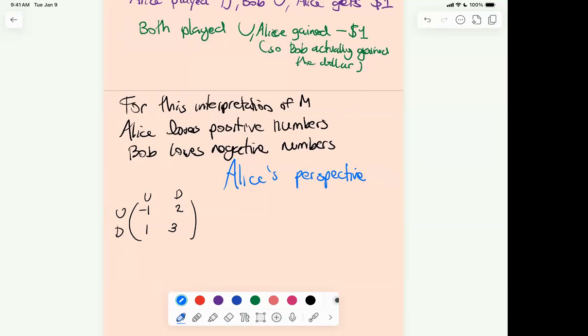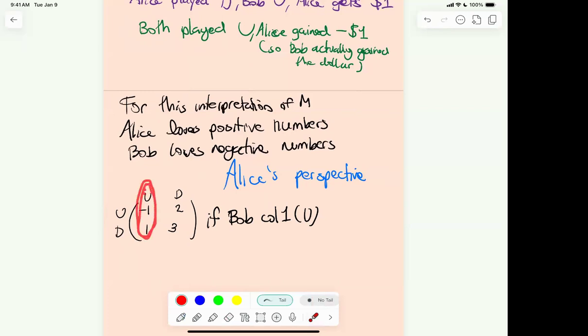Okay, so from her perspective, what happens? Again, we have to be slow. I'm Alice. I don't know what Bob is going to choose. So what happens if Bob chooses column one, which would be up in this case? If Bob chooses column one, I'll put in parentheses that would be the outcome that I'm calling up. So this is the choice that Bob is going to make, and the potential outcomes would be in this column.